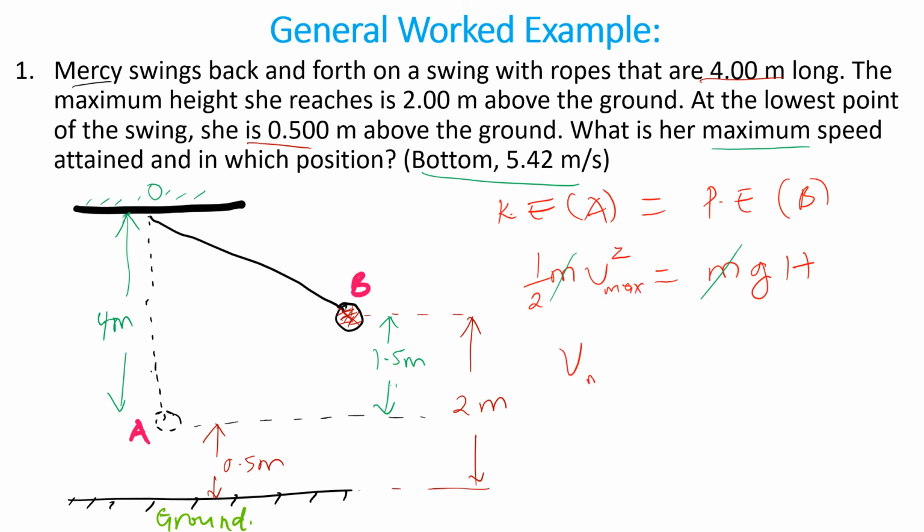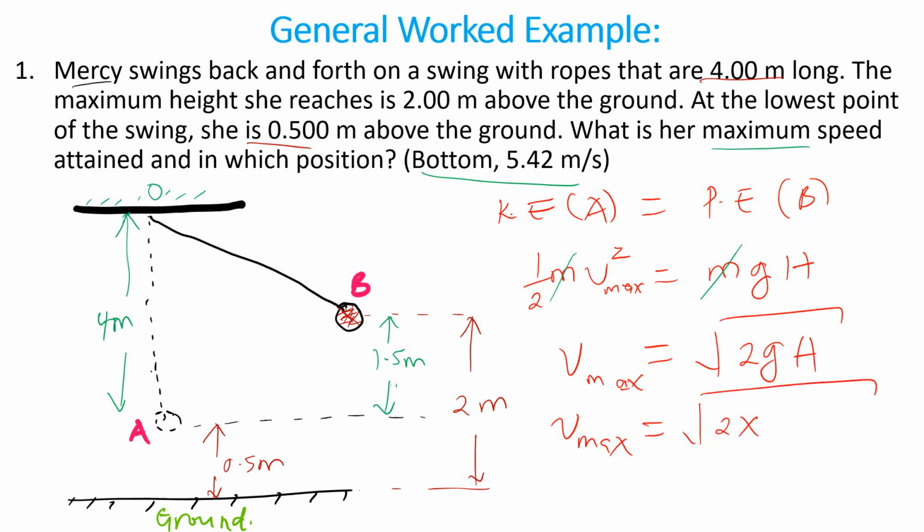So V max is now going to be the square root of 2gh. So V maximum is going to be the square root of twice the acceleration due to gravity multiplied by the height, which we have as 1.5. So V maximum here, if we put the figures in the calculator, is going to be 5.44 meters per second.